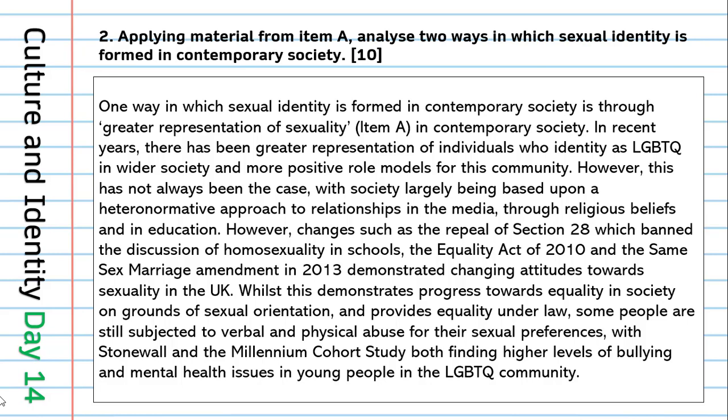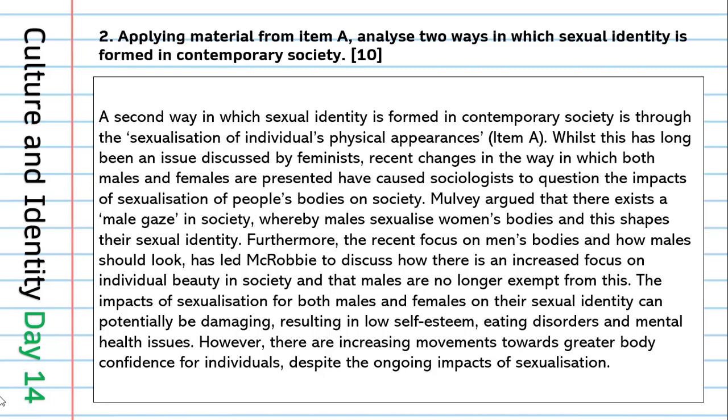The second response to this one, a second way in which sexual identity is formed in contemporary society is through the sexualization of individuals' physical appearances. Item A, again, there's the link, making sure I signpost to the examiner that I have referenced the item. Whilst this has long been an issue discussed by feminists, recent changes in the way in which both males and females are presented have caused sociologists to question the impacts of sexualization of people's bodies on society.